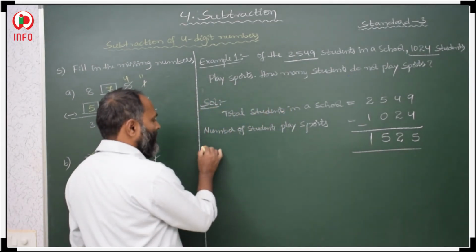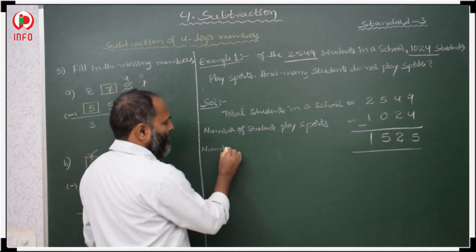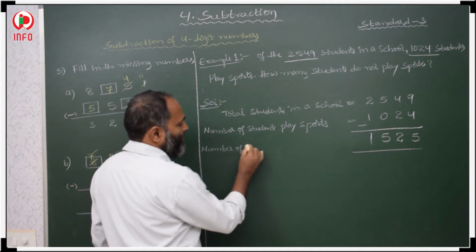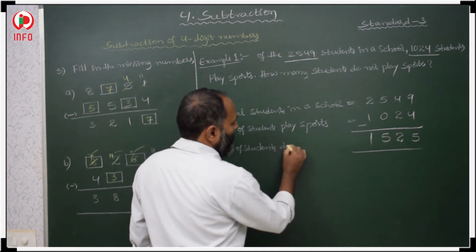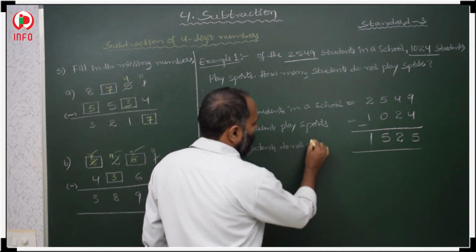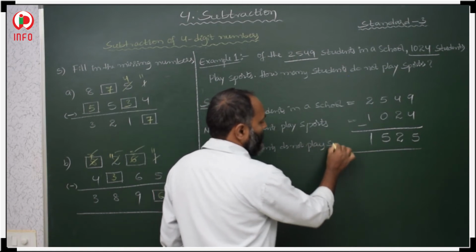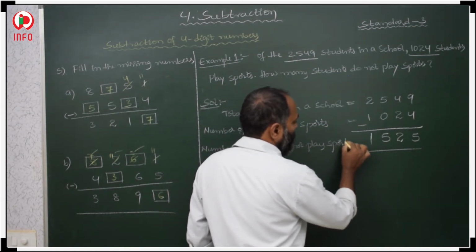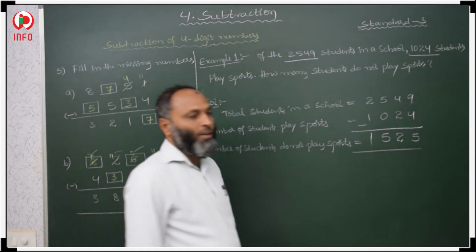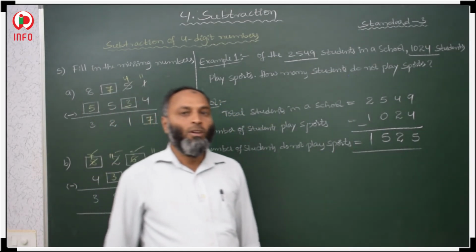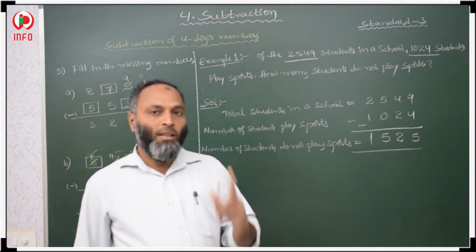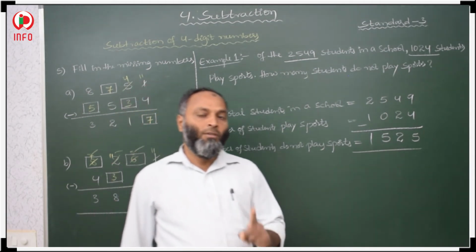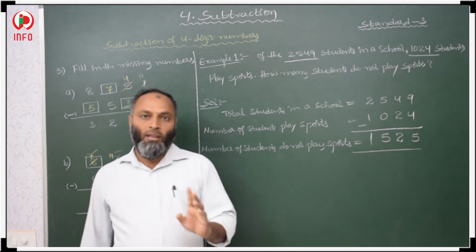Number of students who do not play sports is equal to 1,525. This many students do not play sports. Okay. One more question is there, a word problem. That word problem, do by your own. Its solution is also there, so try it yourself.